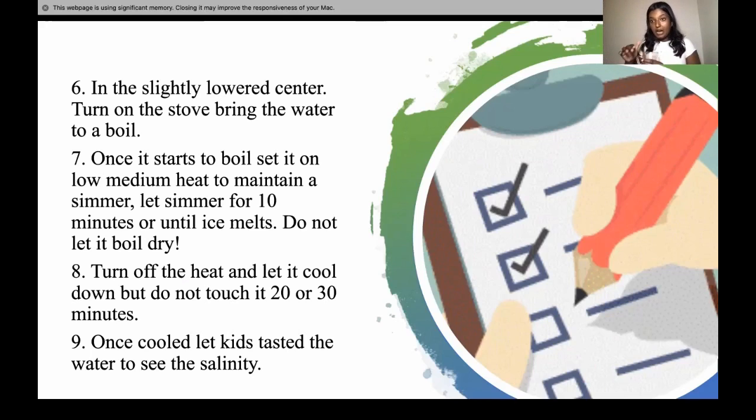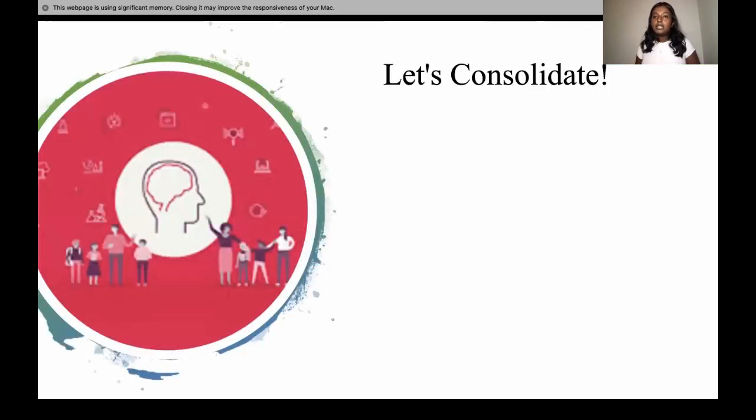So essentially now, your cup should be filled with a little bit of water, and your kids are now gonna taste for salinity. So make sure you have your chart available because this part's gonna come in handy. You're gonna look at your chart and you're gonna tell me what you think of after boiling, okay? So after boiling, now let's consolidate. This is the part where we're going to think about how we're going to do this experiment.